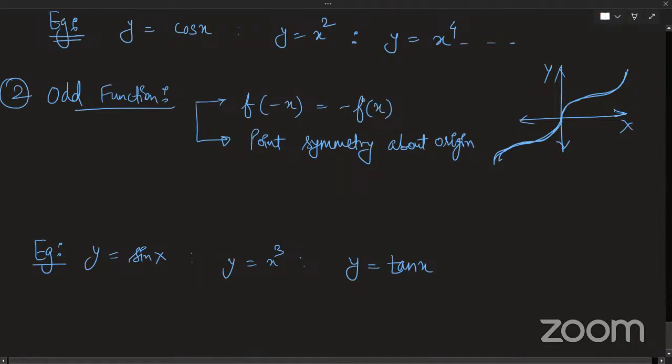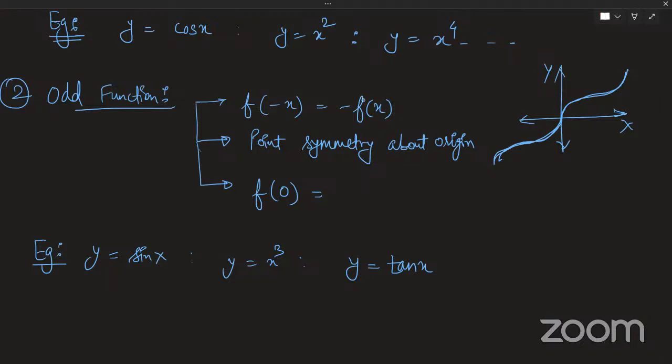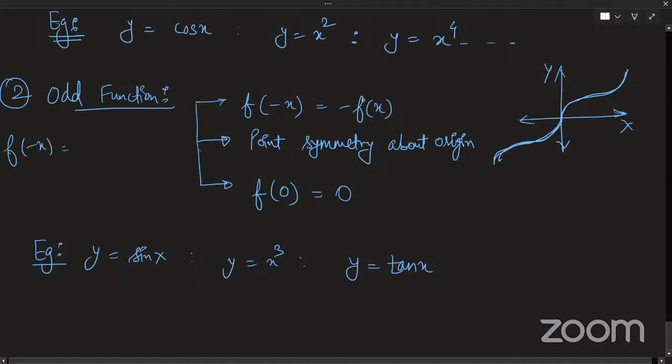Okay, so tell me, what will be my f of 0 equal to in the case of odd functions? In the case of all odd functions, my f of 0 will be equal to 0. Yes, obviously. Because f of minus x is minus f of x, right? So you put x is equal to 0 over here. So basically f of 0 is equal to minus f of 0. So that means 2 times f of 0 is equal to 0. So that means f of 0 is 0.